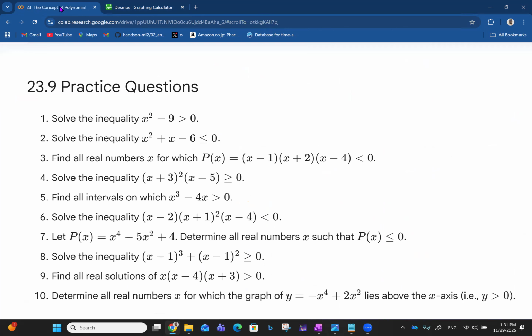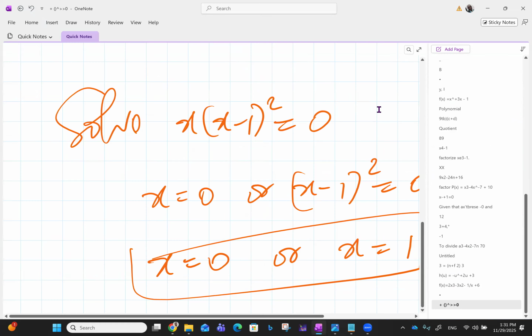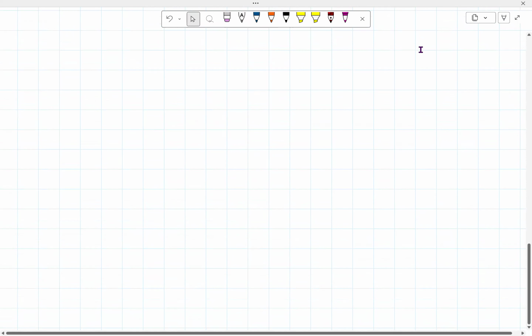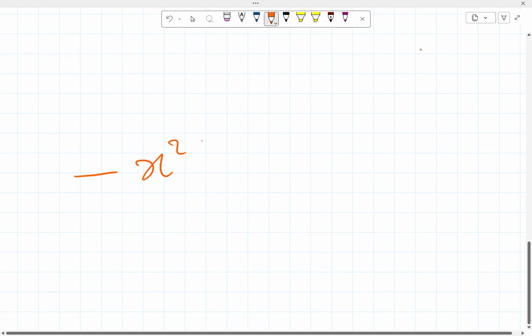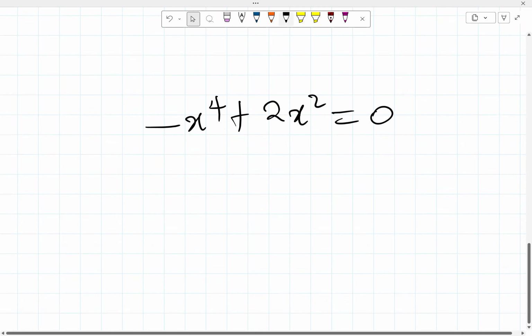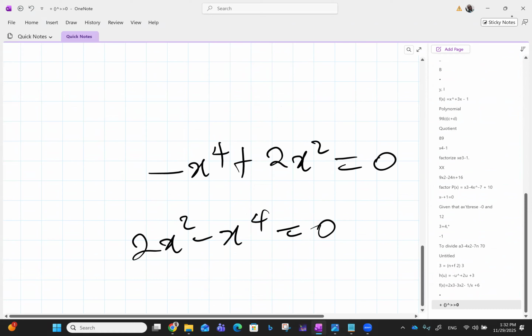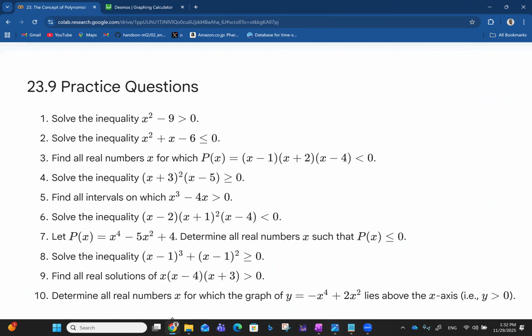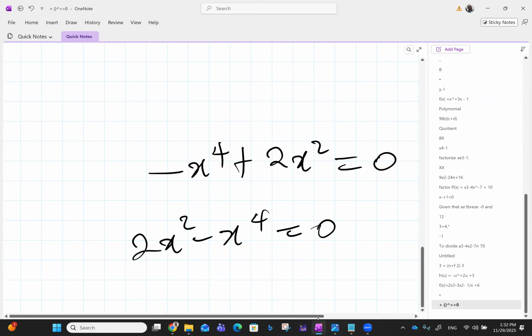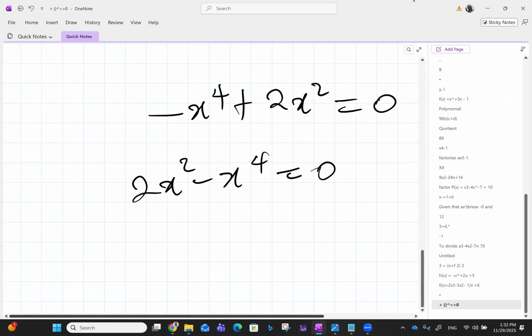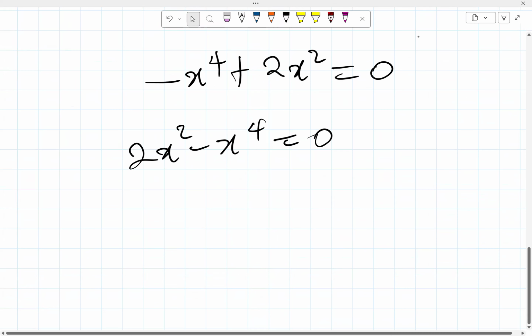Minus x squared plus 2x squared, minus x squared. So it's not straightforward. So that's minus x raised to the power 4 plus 2x squared equals 0. So we have 2x squared minus x raised to the power 4 equals 0. That's like difference of two squares now. Lies above the x-axis, that is y is greater than 0. So this function is positive in short.